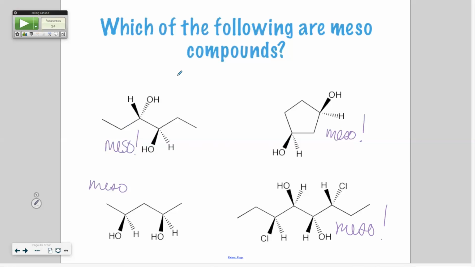Is that one meso? Okay, what was your first clue? Added that extra delta at the end. Yeah, because there's 2 carbons here and there's 3 there. Okay, what if I showed you this one?